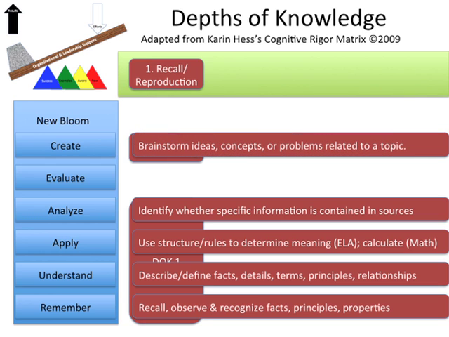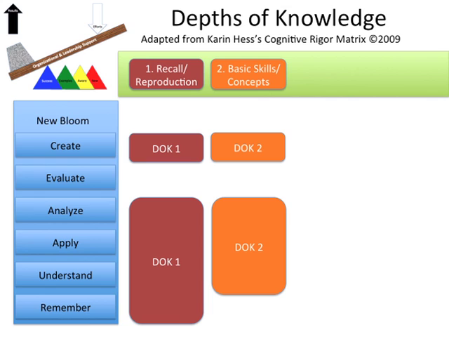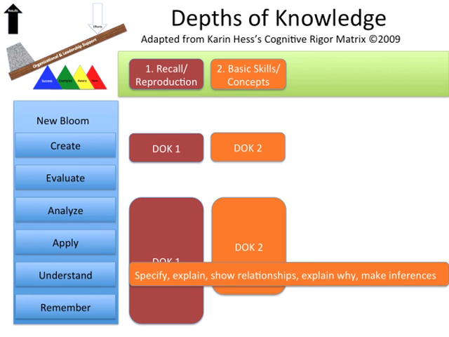Creation at a depth of knowledge 1 means brainstorming ideas, concepts, or problems related to a topic. So here's how Bloom plays out. The 5 levels of Bloom that are involved at a depth of knowledge of 1 play out like this. When we move to depth of knowledge 2, basic skills or concepts, Bloom appears a different way.